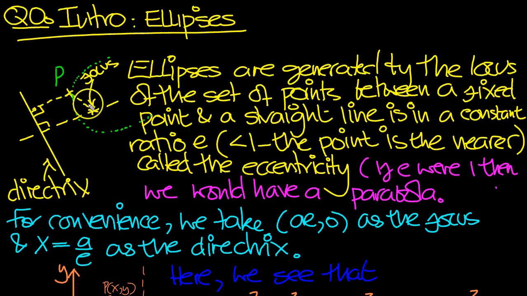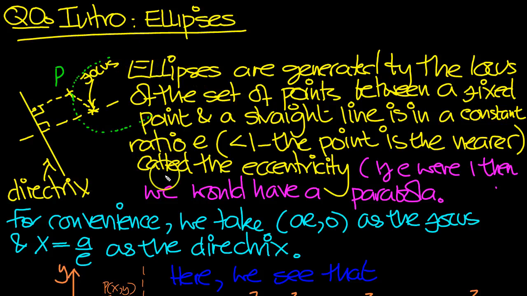The ratio is less than 1, namely that the distance between the point and the straight line is the longer of the distances. So we call that ratio E, so E times this distance will equal this distance. When we impose that condition, we'll generate what is termed an ellipse.